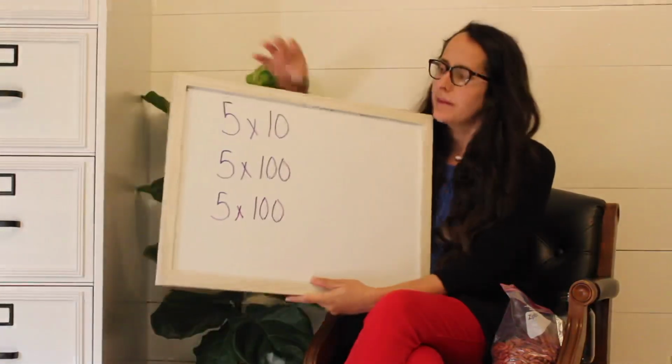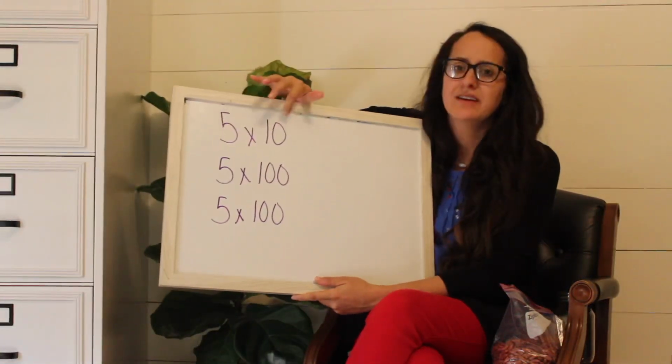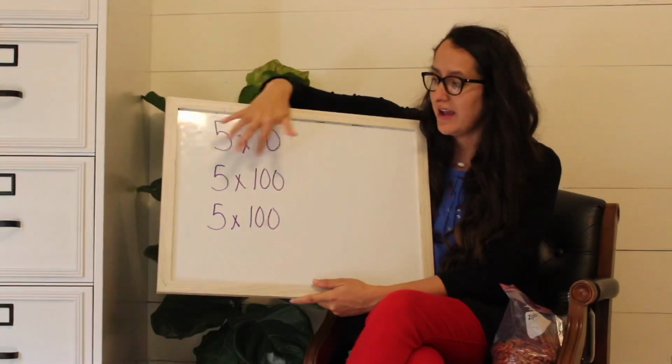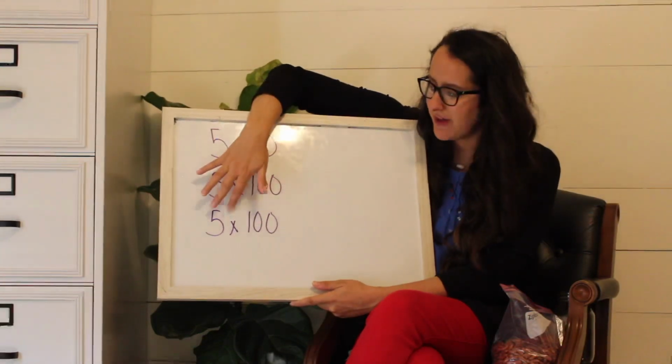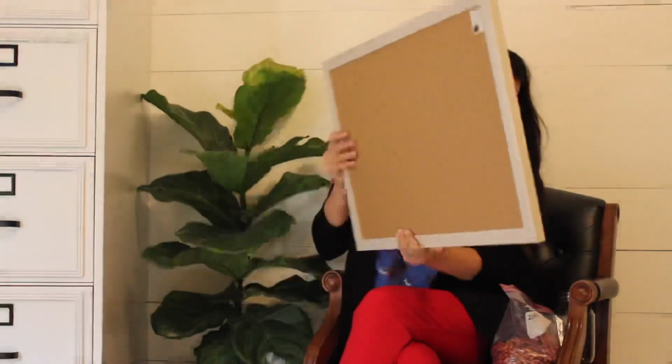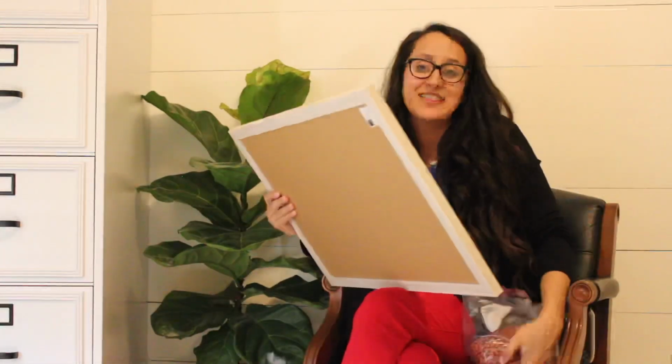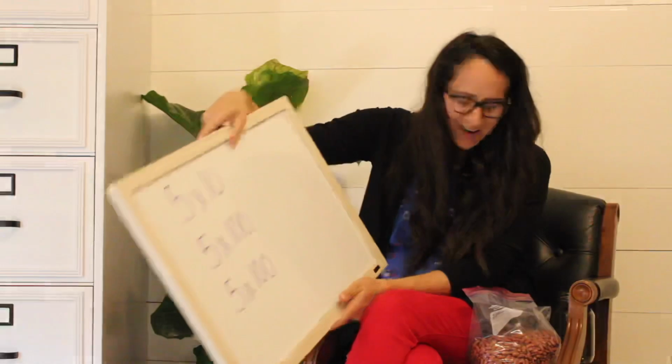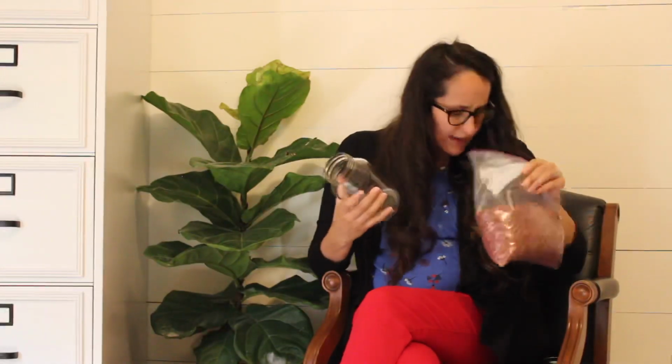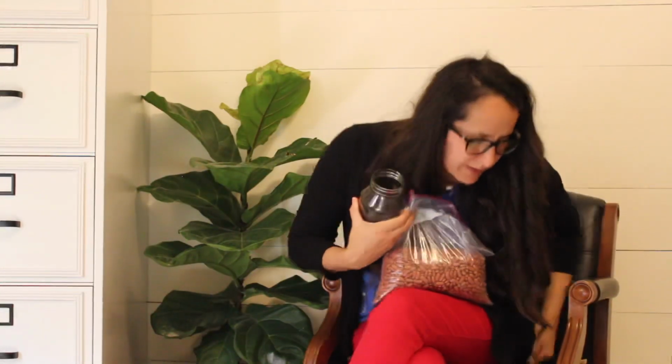On my board, I have 3 problems. I have 5 times 10, 5 times 100, and 5 times, oh, that says 100 again. It's supposed to be 1,000, 5 times 1,000. We'll look at that in a second. We're going to have some visuals for you just to reinforce what it means when we're multiplying. So I have a jar here and a little bag of beans.